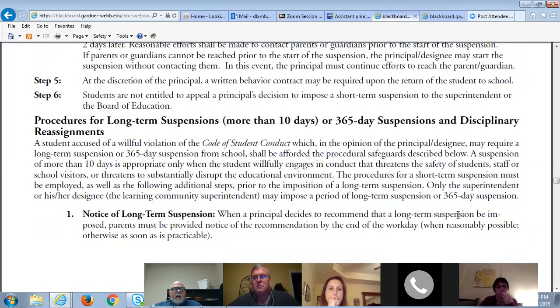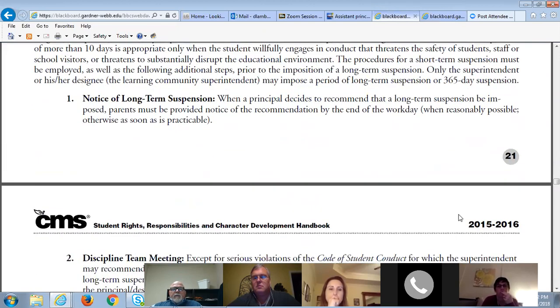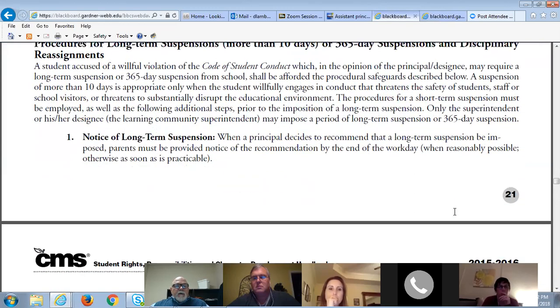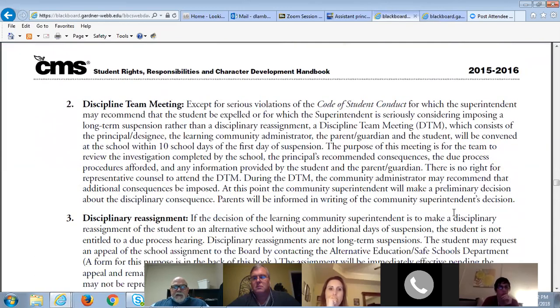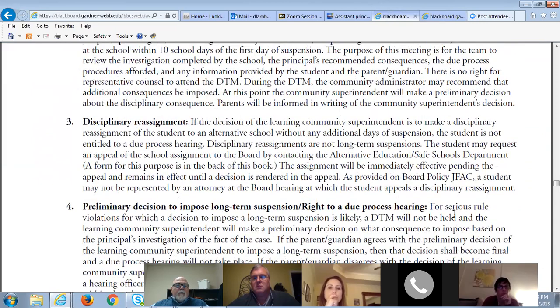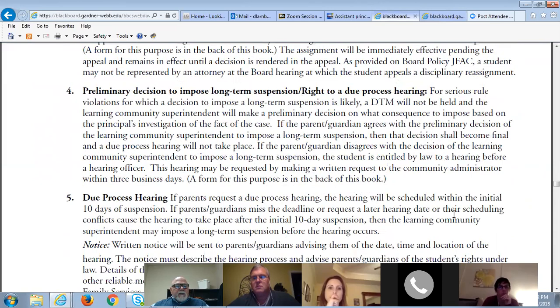Okay, it goes on to say what has to happen here. And then you've got long-term suspensions. You need to learn your district's policies for due process. This is what I'm talking about, the substance of due process. This district has a lot of due process things besides just the initial stuff, and it's based on notice of long-term suspension. They have a discipline team meeting, which is an intervention prior to a formal due process hearing by a hearing officer. They can be reassigned. Right to a due process hearing.